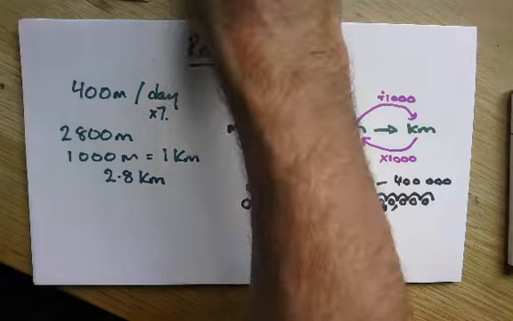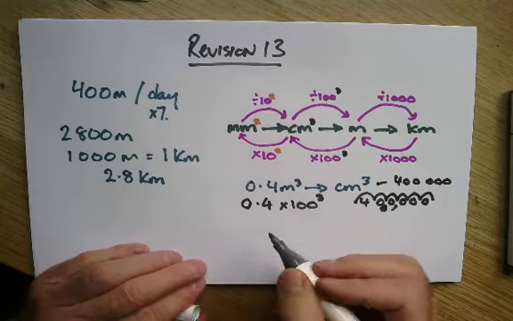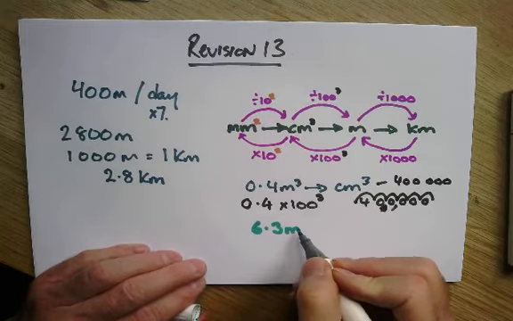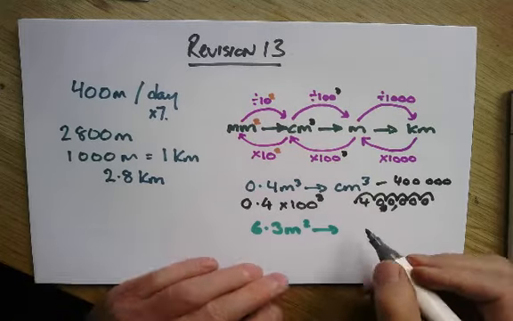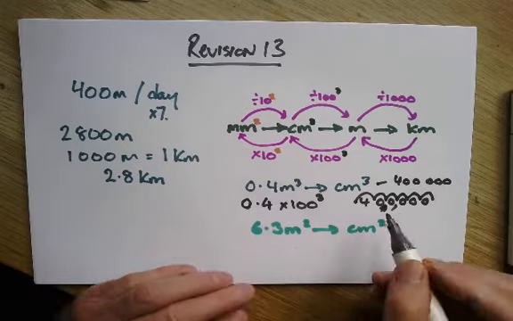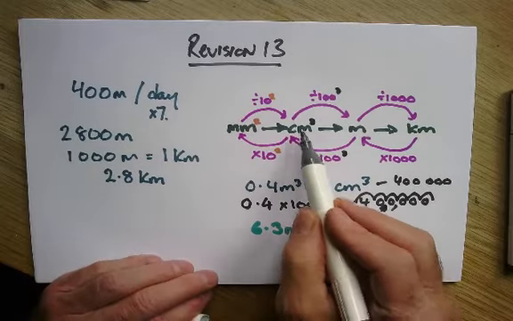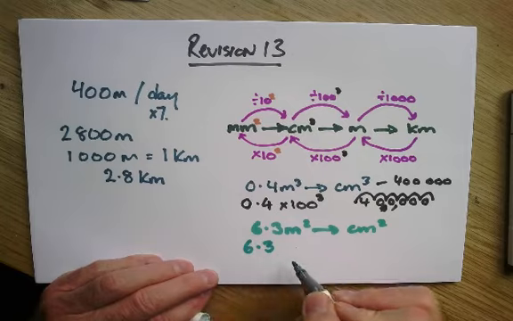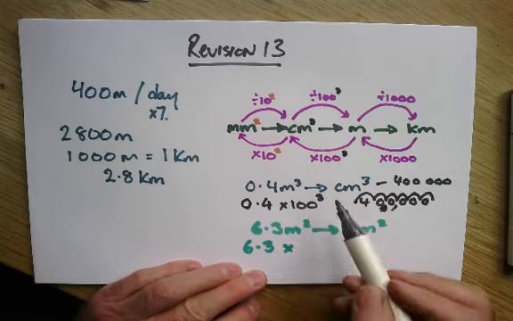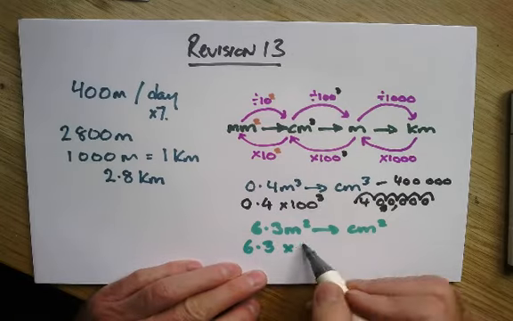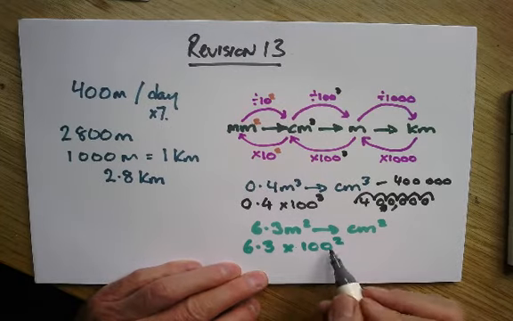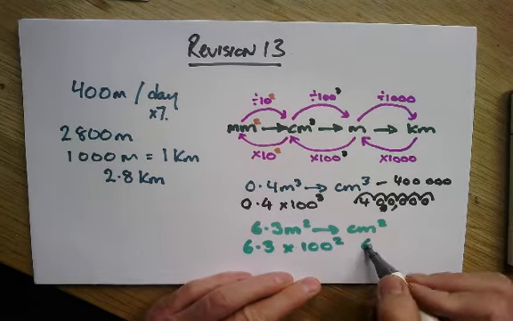Then there's another question I can see. So let's answer that one. It says convert 6.3 meters squared to centimeters squared. So I'm going from meters to centimeters, but this time squaring it. So it's 6.3, and I'm going to times it. So I'm going from meters to centimeters. So I times it by 100 squared, and that means I've got 4 zeros, 4 jumps.